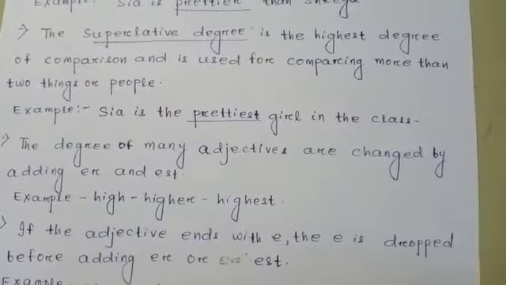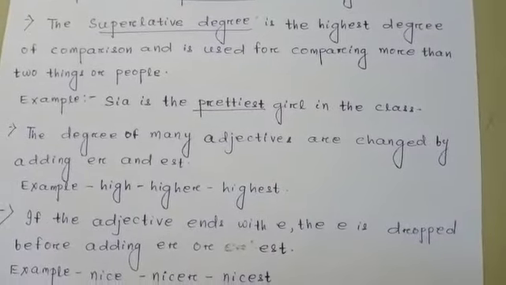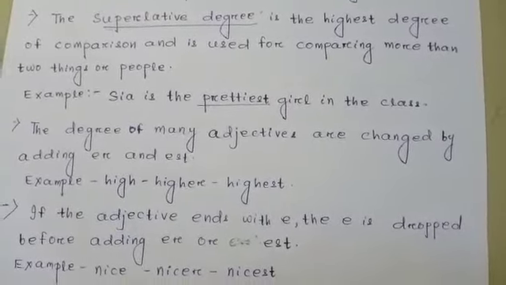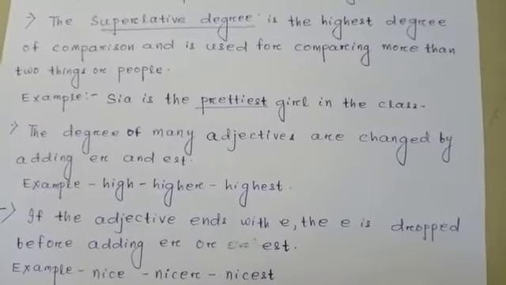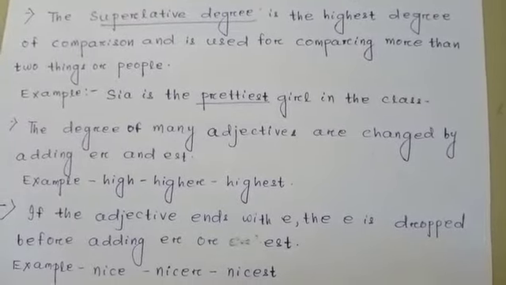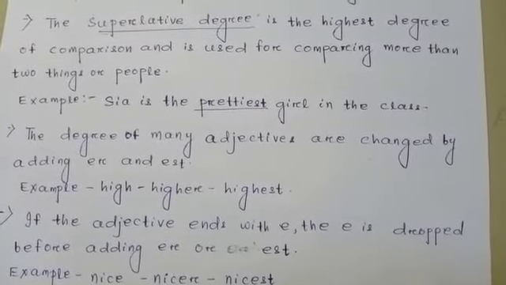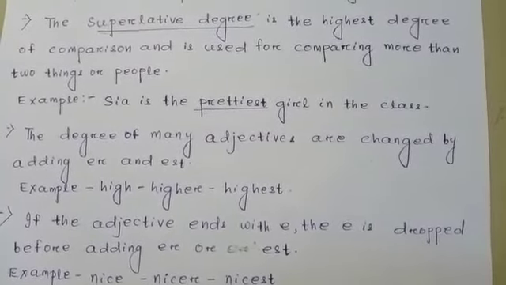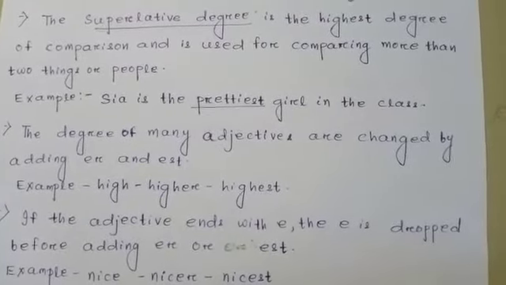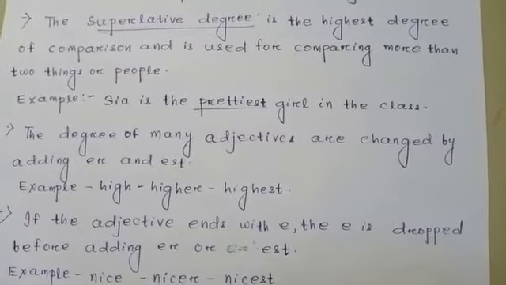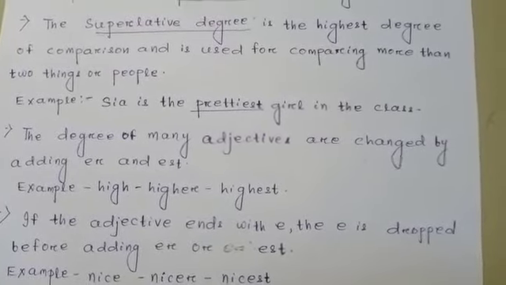Then comes the superlative degree. The superlative degree is the highest degree of comparison, and it is the last degree of comparison also. It is used for comparing more than two things or people. Whenever you are doing a comparison among a number of persons, it may be 3, 4, 5, 6 or even more, that is known as the superlative degree of comparison.